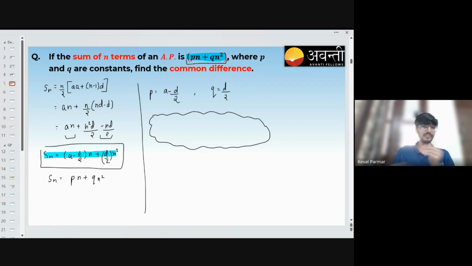So what I am trying to say is, here for Sn they have not given me A and D. They have not given me A and D. That means I assumed let the first term be A and let the common difference be D. So that means I cannot give the answer in terms of A and D. That means I have to give an answer without A and D. Second thing, they have given me the variables P and Q. So that means I have to leave the answer in terms of P and Q.